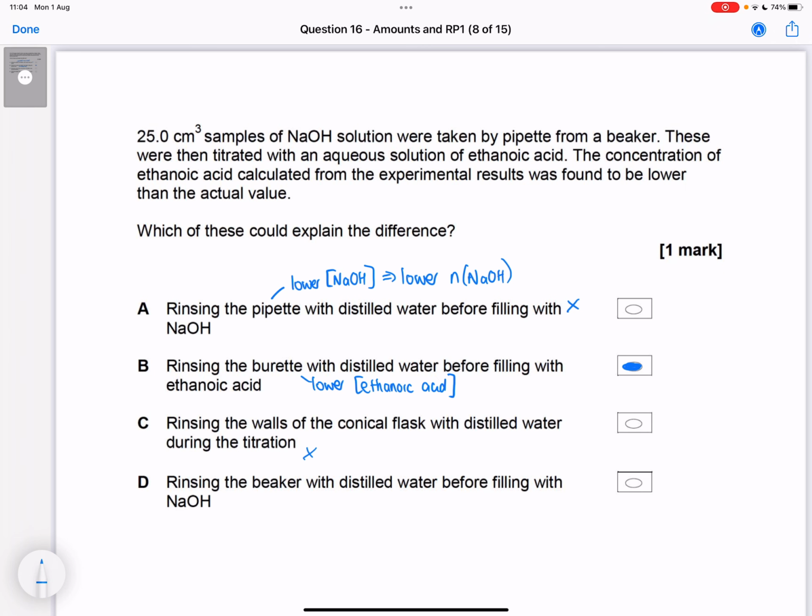If we rinse the beaker with distilled water before filling it with sodium hydroxide, it's going to have the same effect as A. We're going to lower the concentration of sodium hydroxide, and as we lower the concentration of sodium hydroxide, we will need less ethanoic acid to neutralise it, and therefore we'll think the concentration of ethanoic acid is higher than it was because we used less than we should have done.